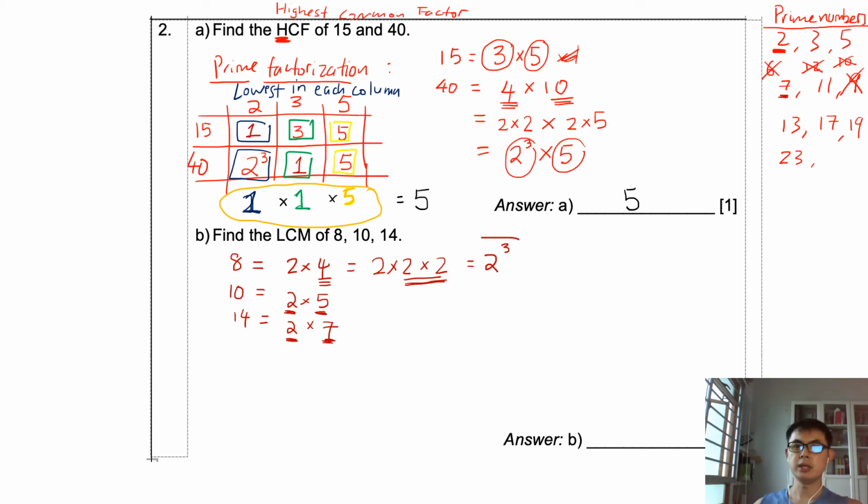Right? So 8 is 2 to the power of 3. 10 is 2 times 5, 14 is 2 times 7.